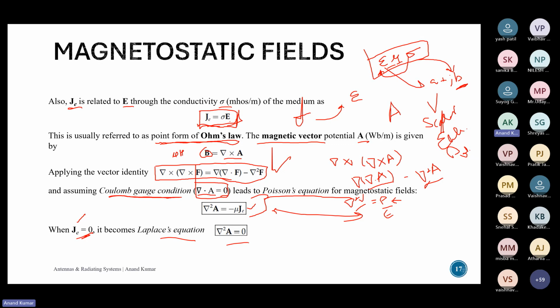We have covered electrostatic fields, magnetostatic fields, and next we'll see time varying fields. Maybe we'll just look at the Maxwell's equations and end the class for today because it's been already very long. And we'll try to catch up over the next classes.